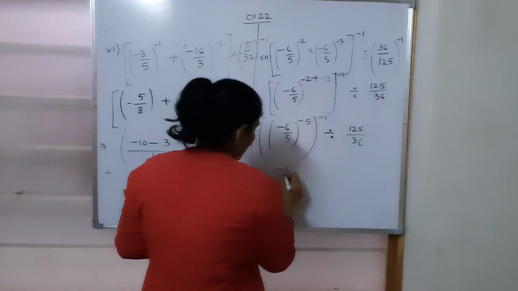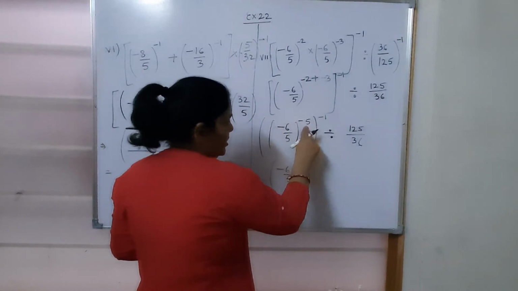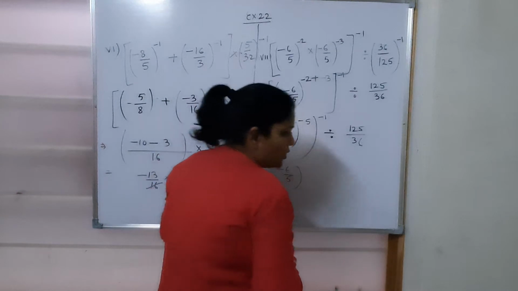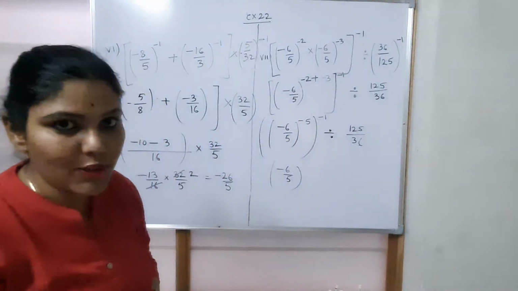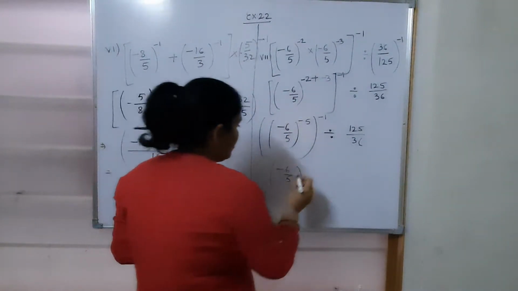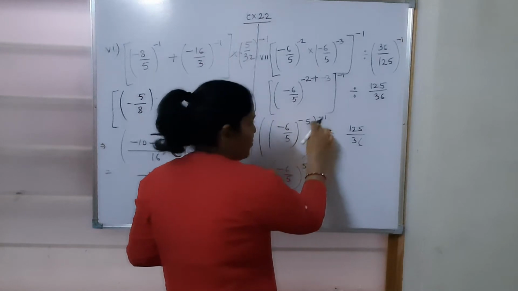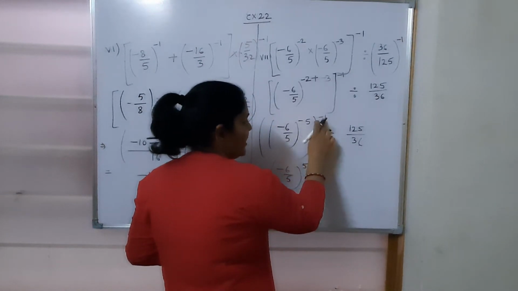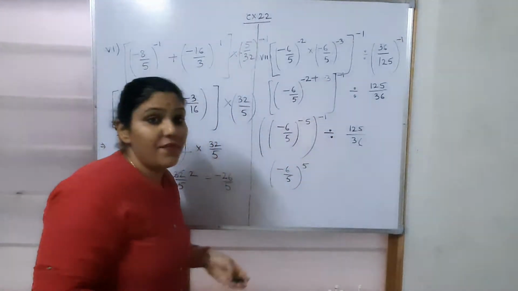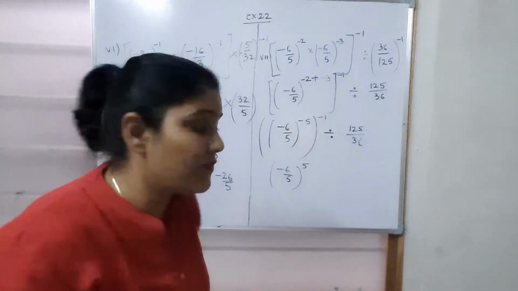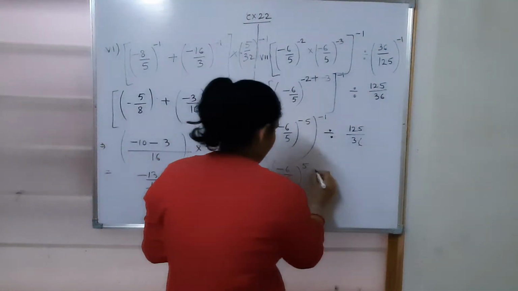Now what is this going to be? When two powers are there, how would we do that? We just multiply the powers. So minus 5 into minus 1 is going to be plus 5. Two powers are there, so minus 5 multiplied with minus 1. Minus 5 into minus 1, minus times minus is plus, so 5.